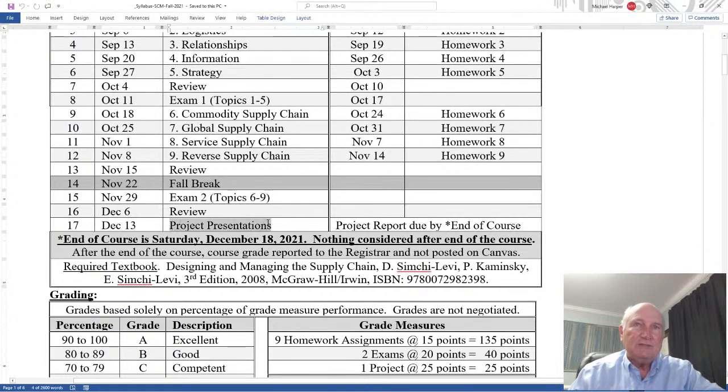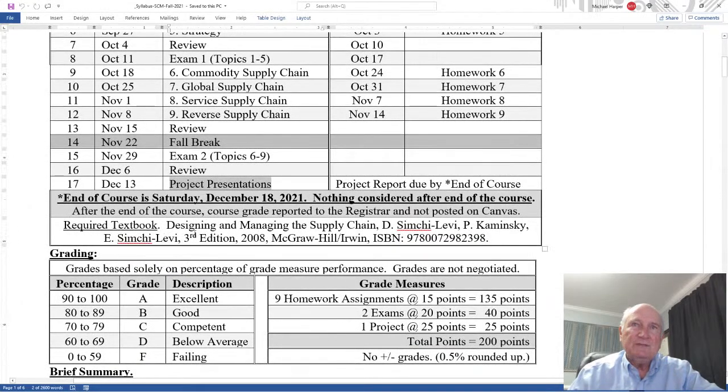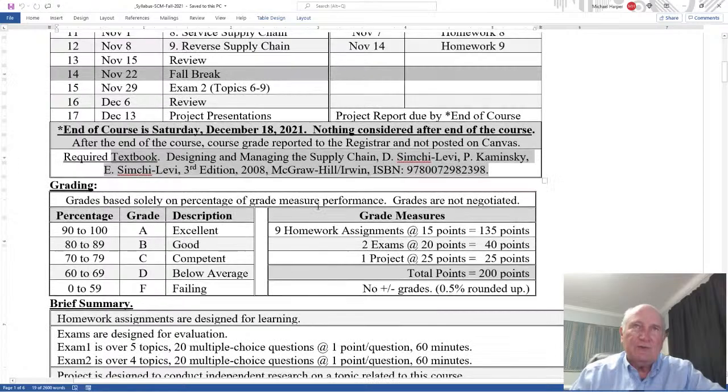And then we have project presentations at the end of the course. These project presentations are a PDF file document, but also a presentation within the class. We'll get to that in detail in the syllabus. Here's the required textbook, Simchi-Levi and Kaminsky, and here's the grading.